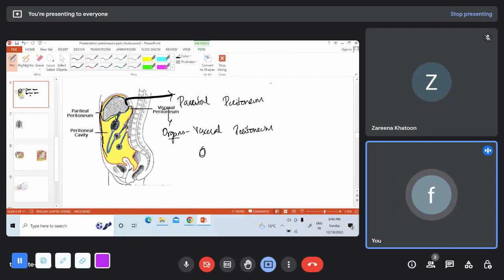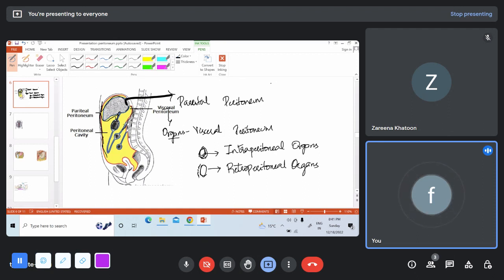See, if this is the organ, it is completely covered by the peritoneum. Such organs are called intraperitoneal organs. All right. Similarly, we have some organs which are partially covered by the peritoneum. Only they are covered at the posterior side, only at one side. Okay, they lie here. Posteriorly they are covered by the peritoneum. Such organs are called the retroperitoneal organs.